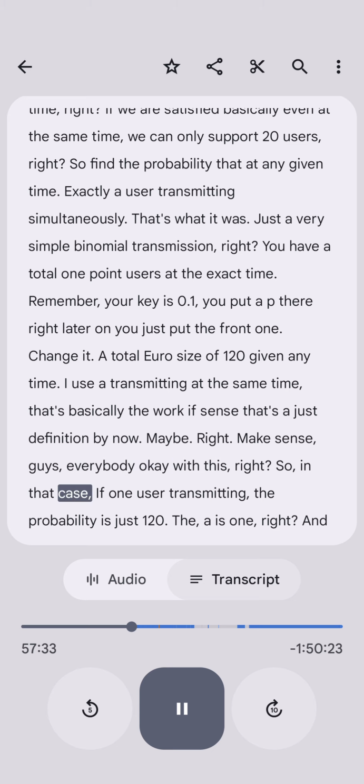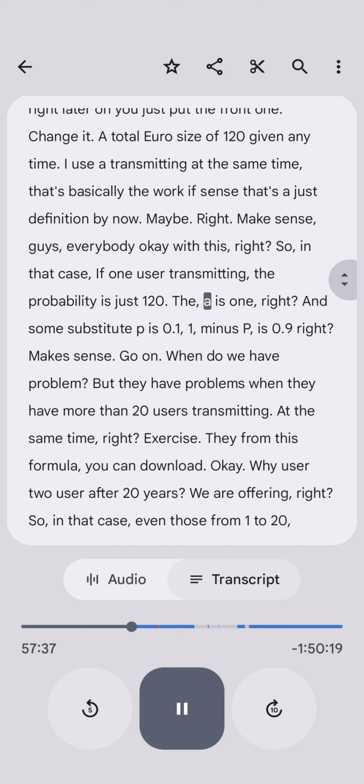So in that case, if it's one user transmitting, the probability is just 120 choose 1. The n is 1, right? And substitute p is 0.1, 1 minus p is 0.9, right? Make sense? So then go on.